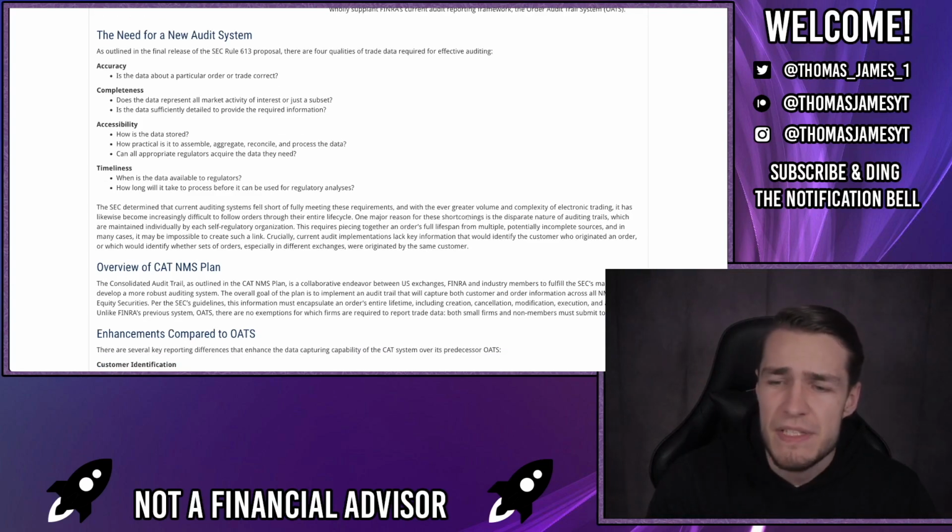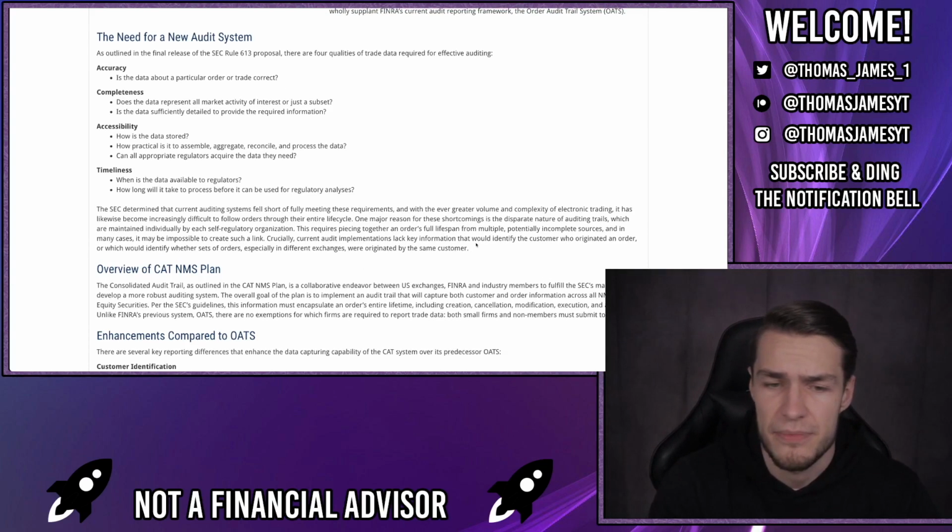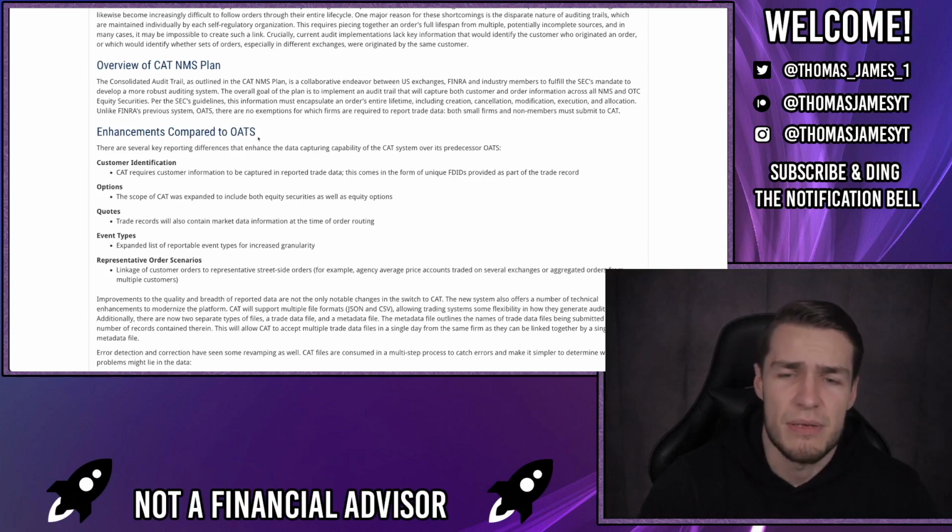One of the major reasons for these shortcomings is the disparate nature of audit trails, which are maintained individually by each self-regulatory organisation. This requires piecing together an order's full lifespan from multiple, potentially incomplete sources, and in many cases, it may be impossible to create such a link. Crucially, current audit implementations lack key information that would identify the customer who originated an order, or which would identify whether sets of orders, especially on different exchanges, were originated by the same customer. Therefore, the CAT system has several enhancements compared to the OATS system.